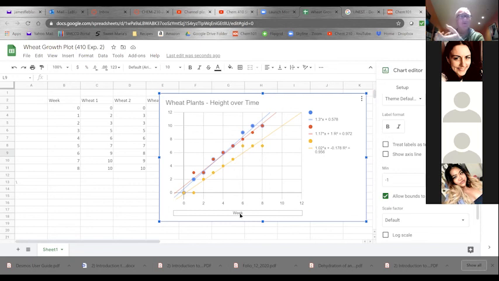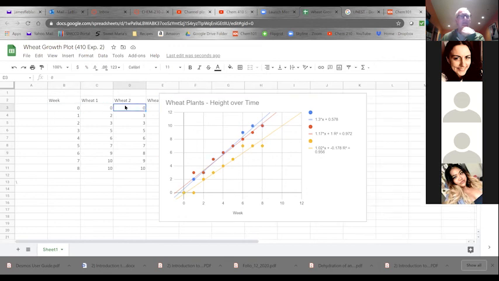If you're going to use this, and it asks you to force it to go through 0, the best thing I would recommend is just adding one more point for week 0. Have week 0, wheat number 1, wheat number 2, and wheat number 3 all be 0, and plot that. Then compare the plot with zeros there and without, and see if your data looks any different.